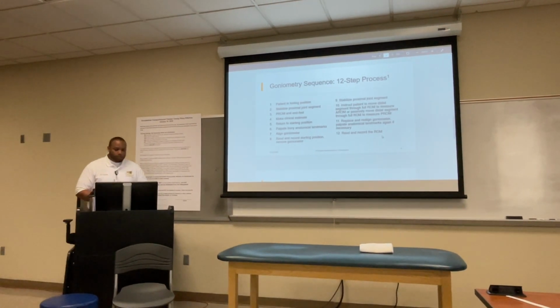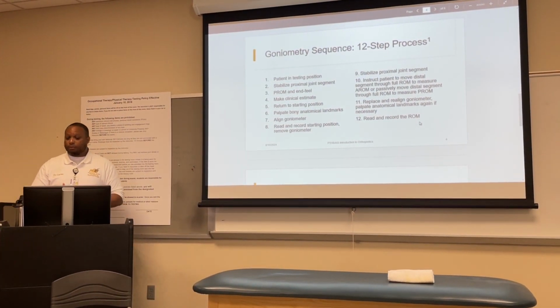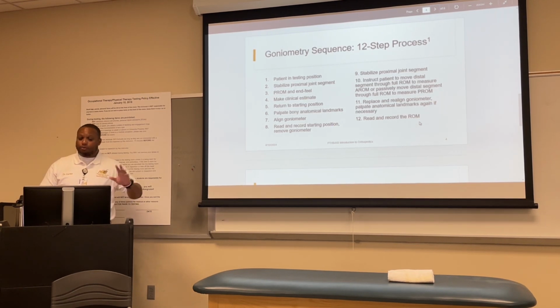All right, so again, this is a 12-step process. You get the patient in an appropriate testing position. You stabilize the proximal joint segment. You can perform passive range of motion and get an end-feel assessment. Make a clinical estimate of what the likely active range of motion could be. Then you return to the starting position. Then you palpate your bony anatomical landmarks, align your goniometer, and read and record your starting position.